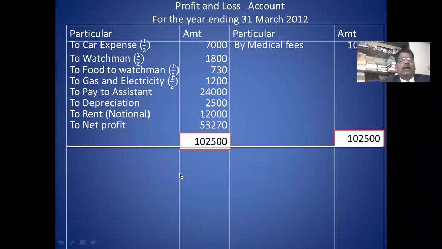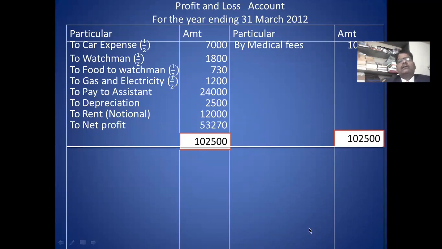I have not recorded the heading. You write the heading for the second account. First account completed. You write the second account, income and expenditure account. Income and expenditure account is related with household. Okay. Write the heading, income and expenditure account for the year ending 31st March 2012. Okay, you write the year and date.